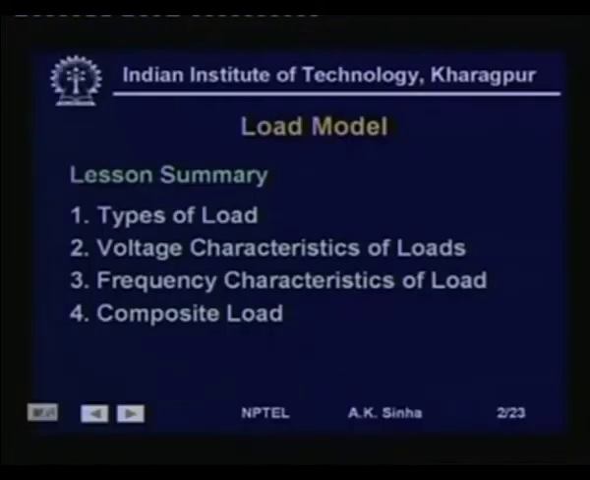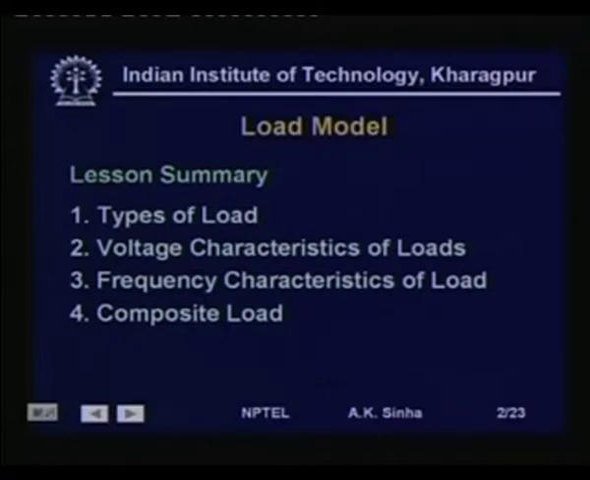So, we have different kinds of loads in the system, and for power system analysis, we need to model these loads properly to get a proper and accurate analysis of the system under different conditions. So, here we will take up different types of loads. We will talk about what are the different types of loads that we have.